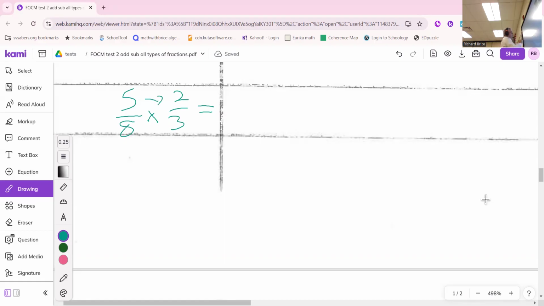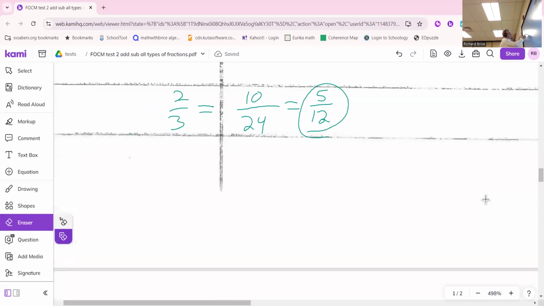So here we have 5 times 2 is 10. 8 times 3 is 24. Bingo. Wait, they're both even. Always think. They're both even. I divide by 2. Okay, now they're not even. So 5/12 must be the answer. Wait a minute. Let's just think. Is it divisible by 2? No. Is it divisible by 3? No, 5 is not divisible by 3. 3, 6. That's it. 5. Both of them are not divisible by 5. We are done with that one. If you have a question, make sure you ask me before the test.